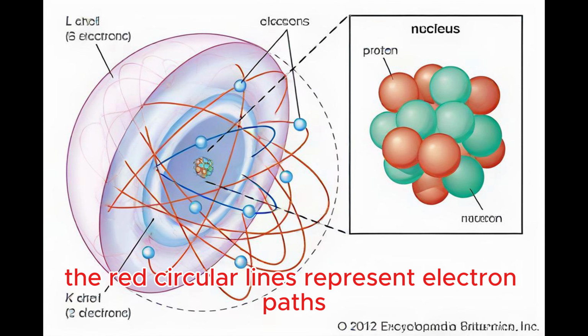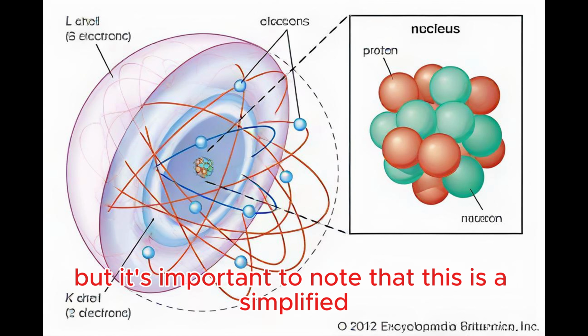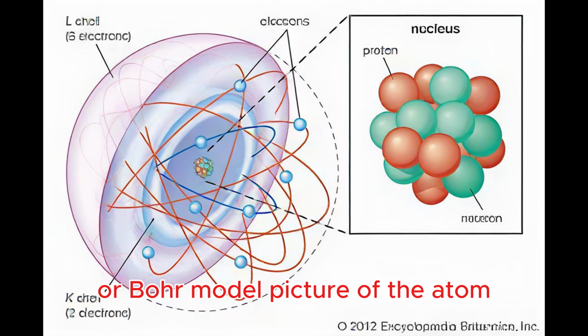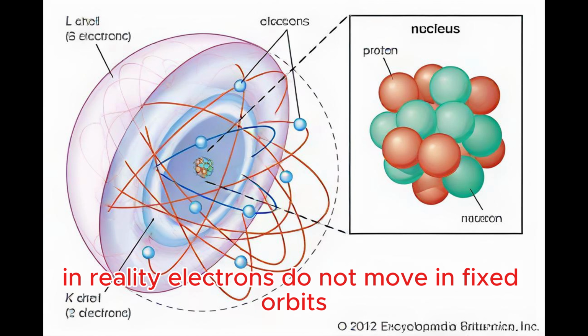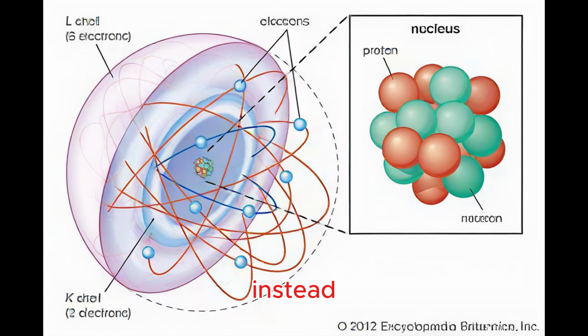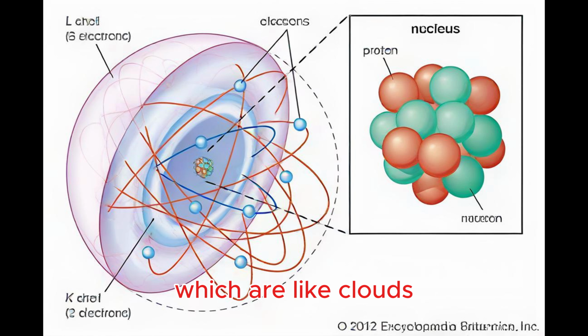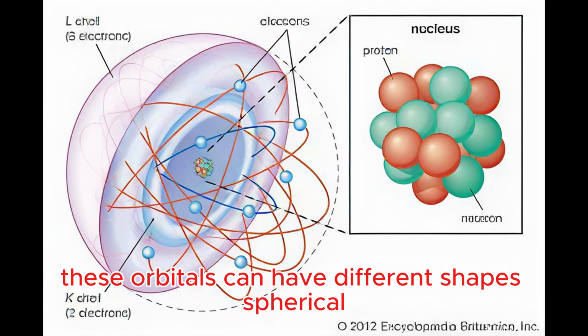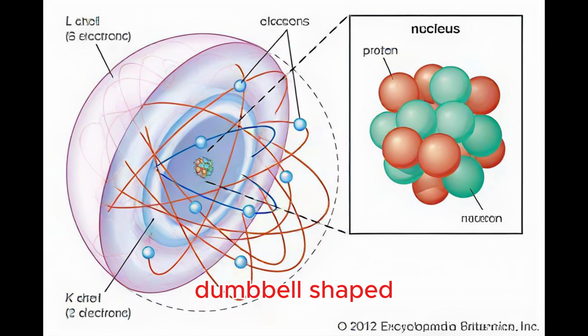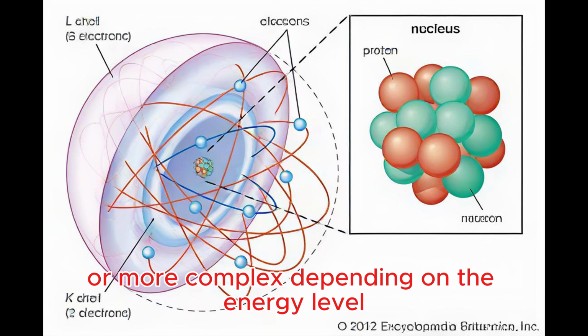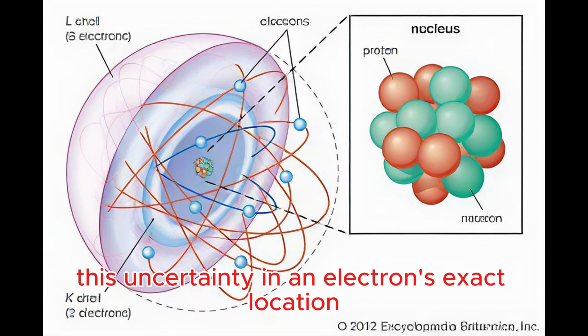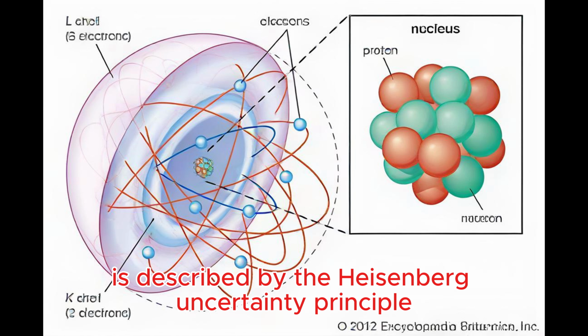The red circular lines represent electron paths, but it's important to note that this is a simplified or Bohr model picture of the atom. In reality, electrons do not move in fixed orbits like planets around the sun. Instead, modern quantum mechanics tells us that electrons exist in regions called orbitals, which are like clouds where there is a high probability of finding an electron. These orbitals can have different shapes, spherical, dumbbell-shaped, or more complex, depending on the energy level. This uncertainty in an electron's exact location is described by the Heisenberg uncertainty principle.